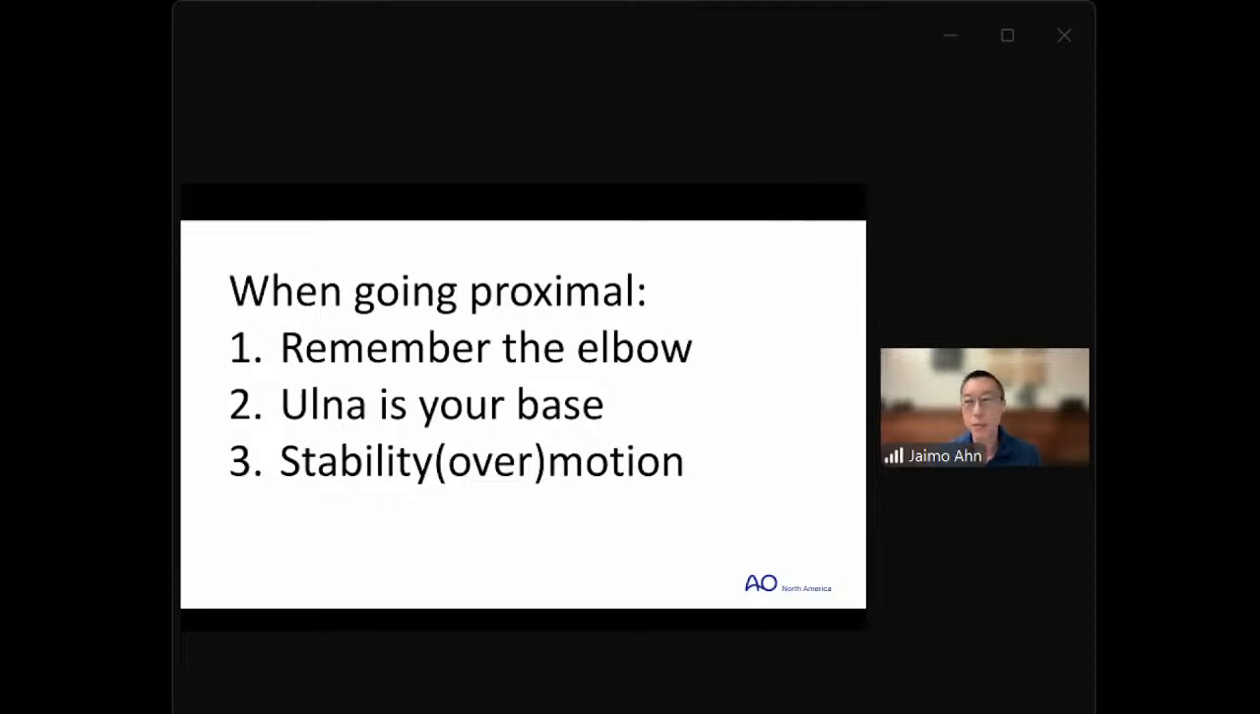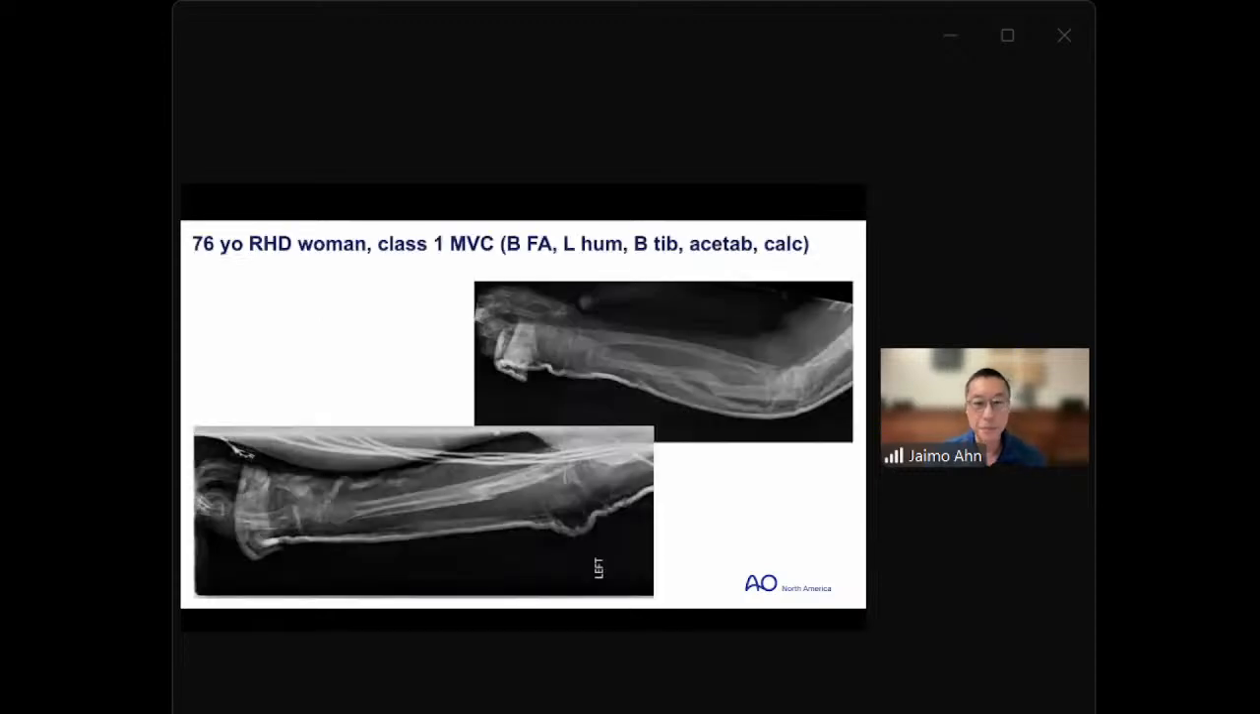But when it comes to the elbow, there is more motion that you can get at a later time, even though we're all afraid of a stiff elbow. But if you don't have that stability and you end up with a floppy joint or a floppy forearm, then patients are never happy.